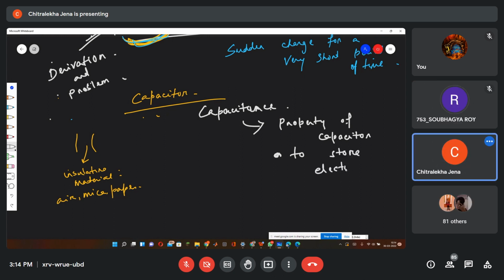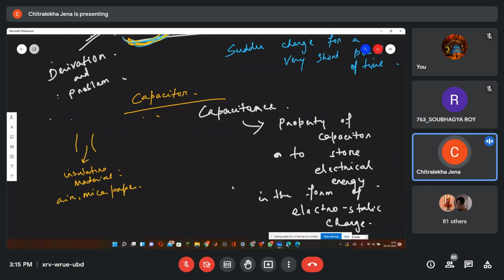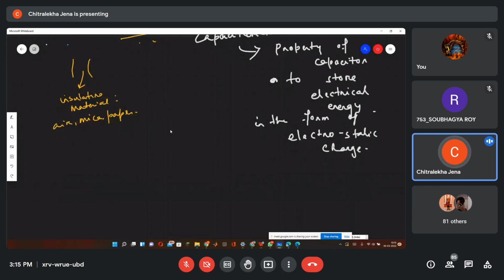To store what? Electrical energy. In the form of what, I have told you? In the form of electrostatic charge. So now here I want to tell you how this capacitor stores the electrical energy in the form of electrostatic charge. This you know, what is capacitance. Now how does the capacitor charge, or how does the capacitor store the energy?